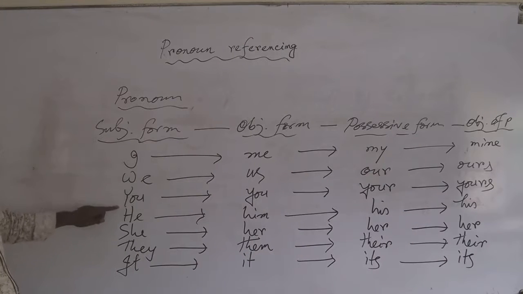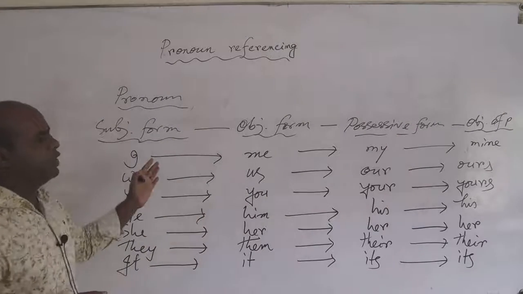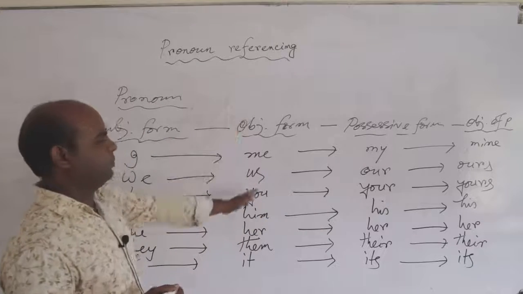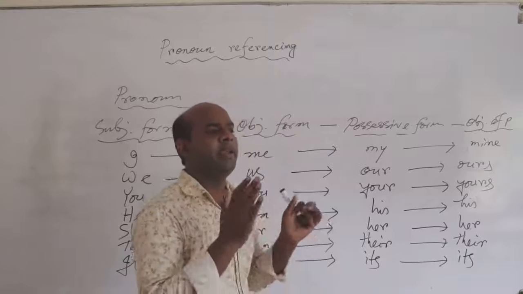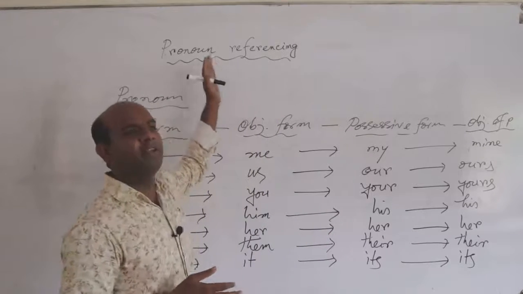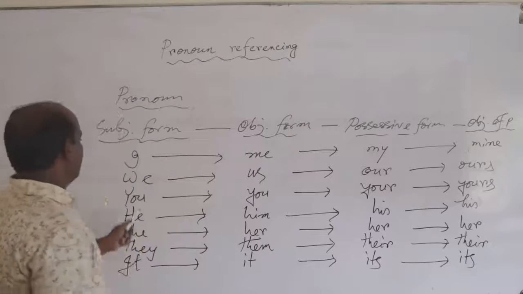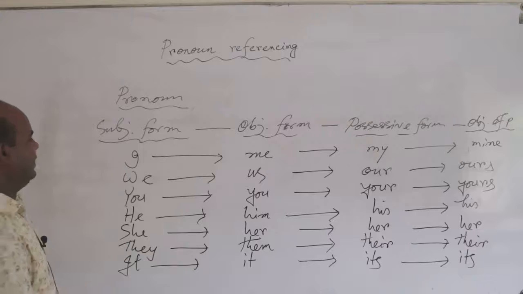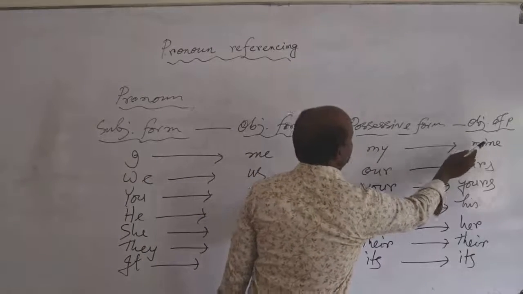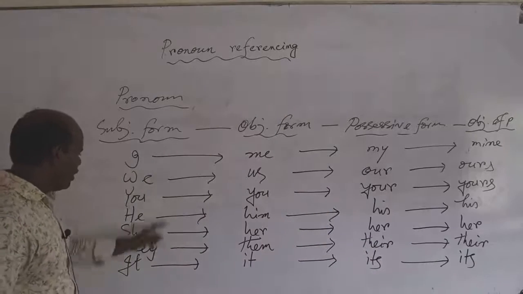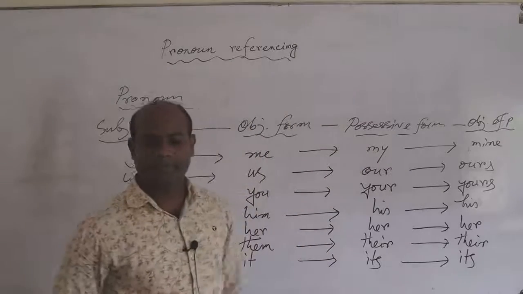Here, 1, 2, 3, 4, 5, 6, 7. There are 7 types of pronoun. You just have to know the 4 forms of pronoun. If you know these forms, then you can identify the pronoun referencing and clear it. So at first you have to know this structure: I, object form me, possessive form my, and object of possessive mine. Every pronoun has an object form, possessive form, and object of possessive form.